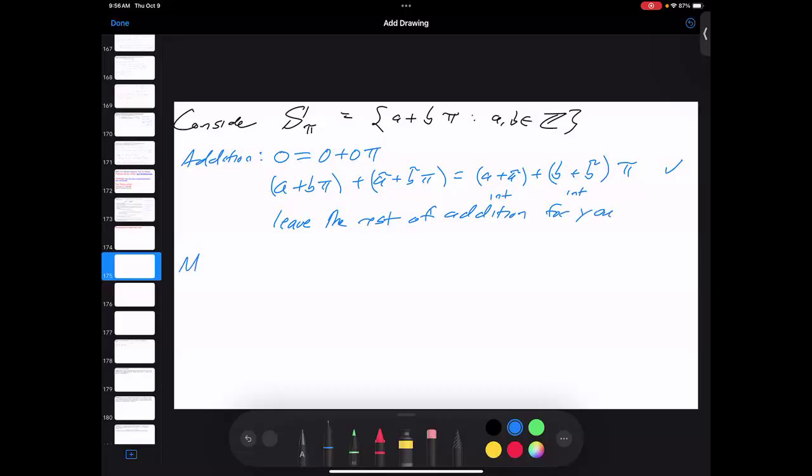Multiplication. You think that this is almost a group under multiplication. Do we have an identity element?